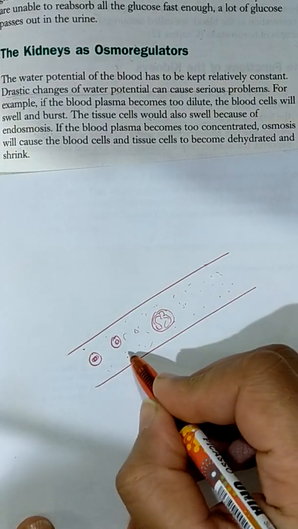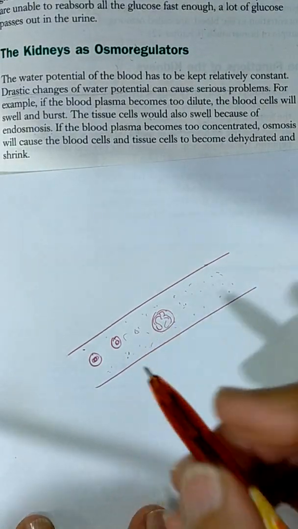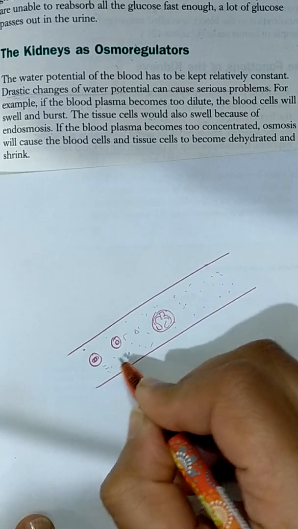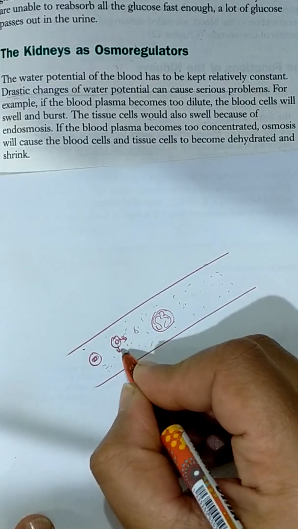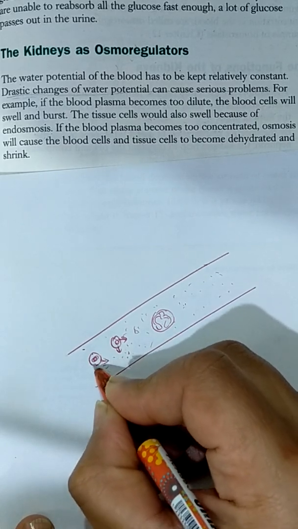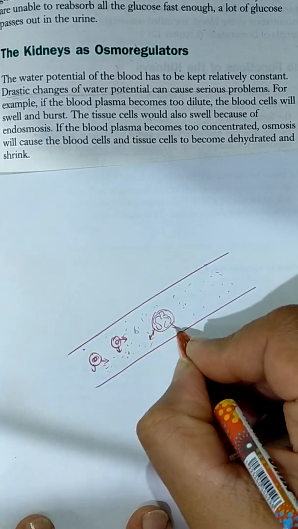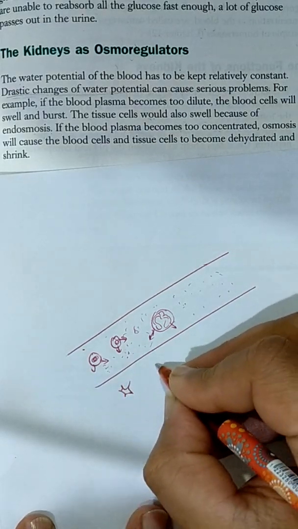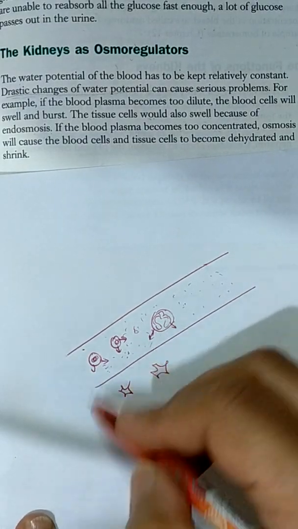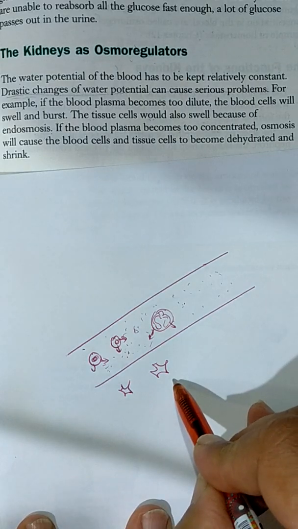As you already know, water always moves from higher water potential to lower water potential. So if salt content has increased in the blood, water will move out of the blood cells. So what will happen? These cells will shrink, and as they shrink, they will not be able to perform their role.